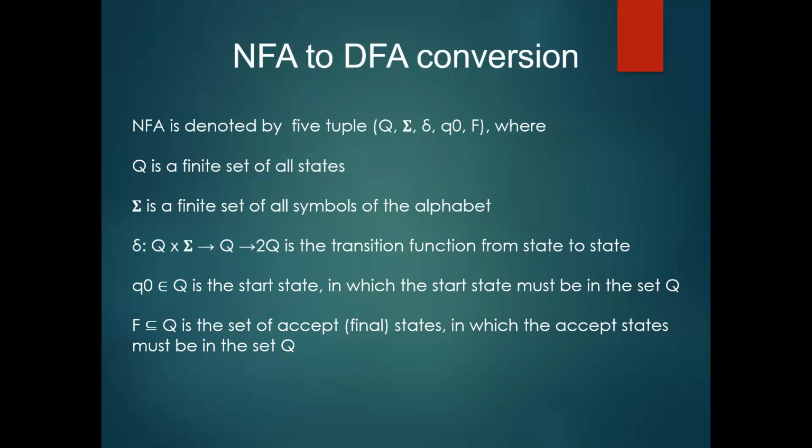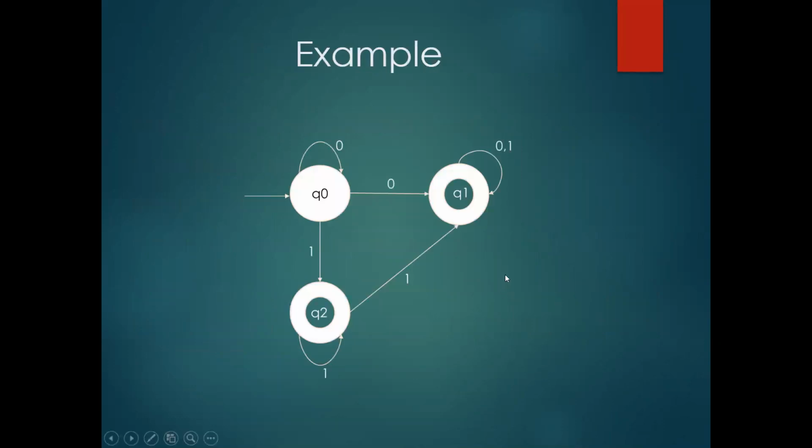So basically, you know that the transition function of a DFA, as we have already discussed, maps the current state and input symbol to the next state, right? But in case of an NFA, that next state is nothing but the power set of Q. So consider this NFA.